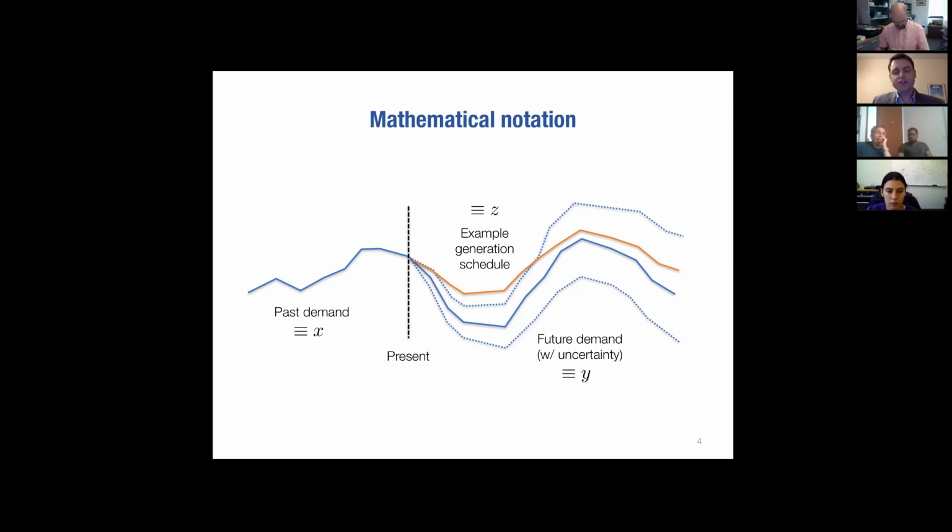Right, so hopefully the setting is clear now. We have past demand. We're going to use this to come up with a forecast for some uncertain prediction over the future, and then we're going to use that uncertain prediction to actually make some sort of decisions here.